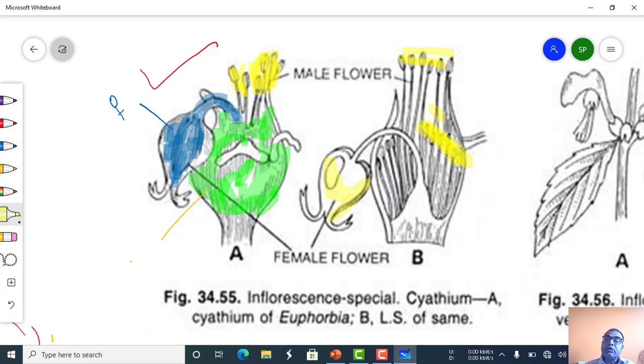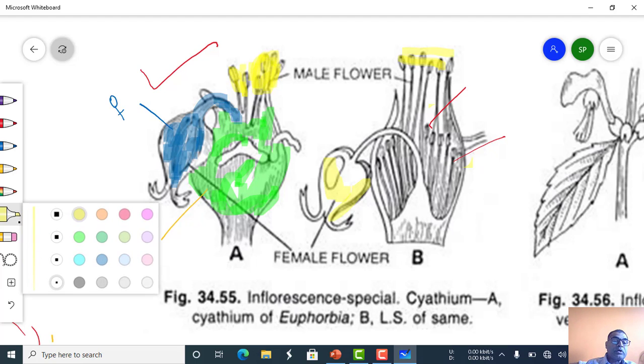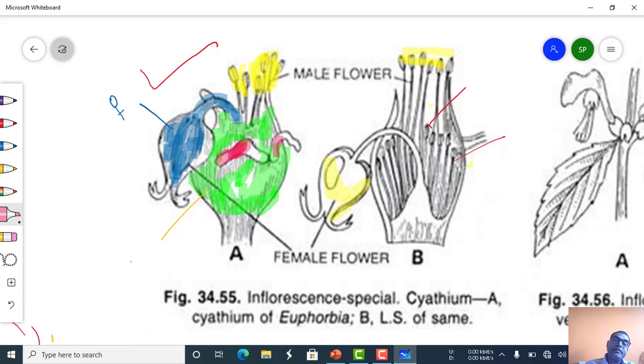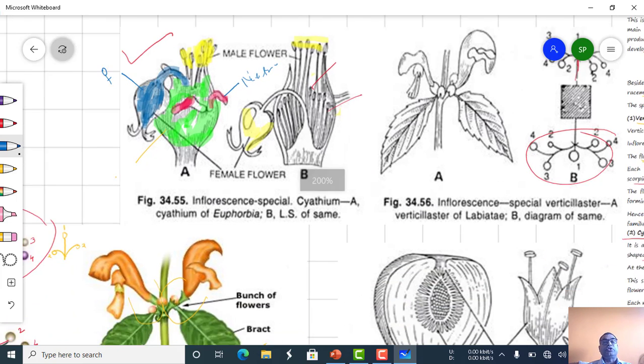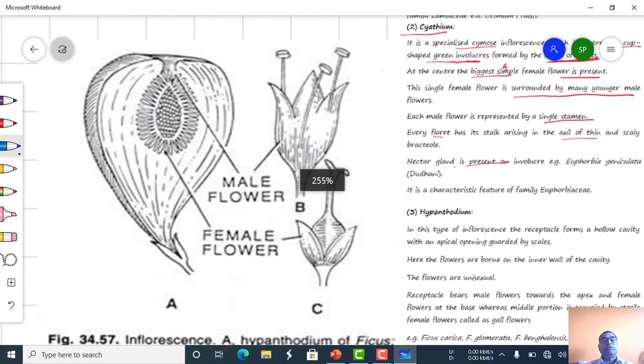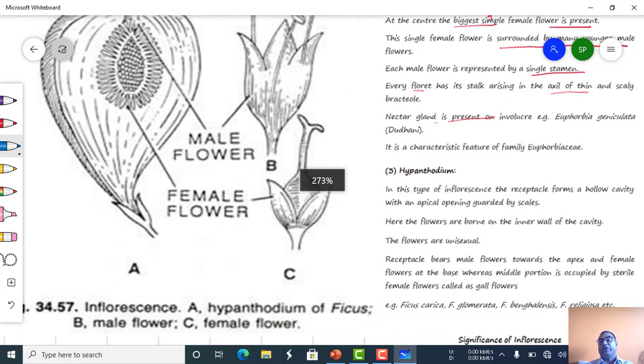Just see this one. The older flowers are present towards the center, while the younger flowers are present towards the periphery. This one part of the inflorescence, let me show you which one, this one. This is the part which is present on the cup-shaped involucre. These are called nectar secreting glands. So this is a cyathium type of inflorescence, which is a characteristic feature of family Euphorbiaceae. And the last type, a special type of inflorescence, is the hypanthodium type of inflorescence.